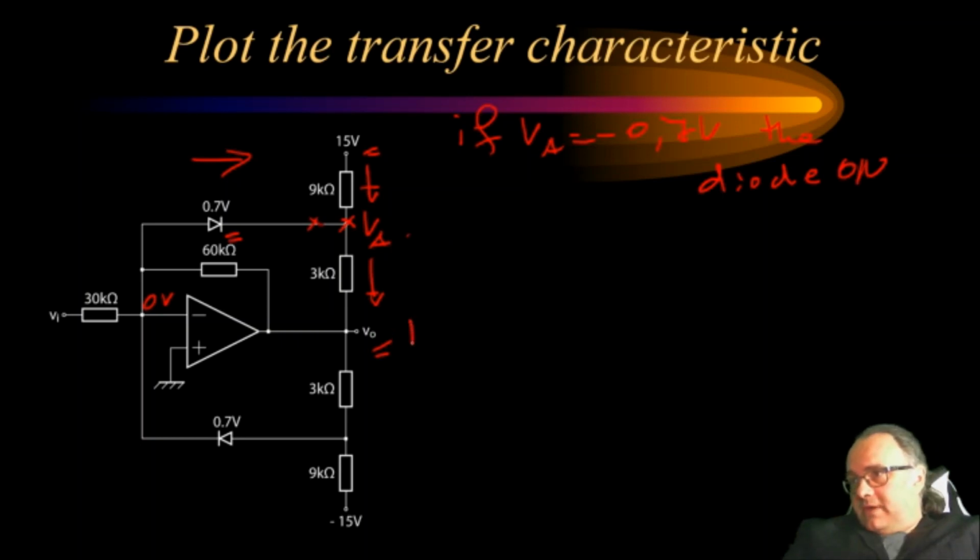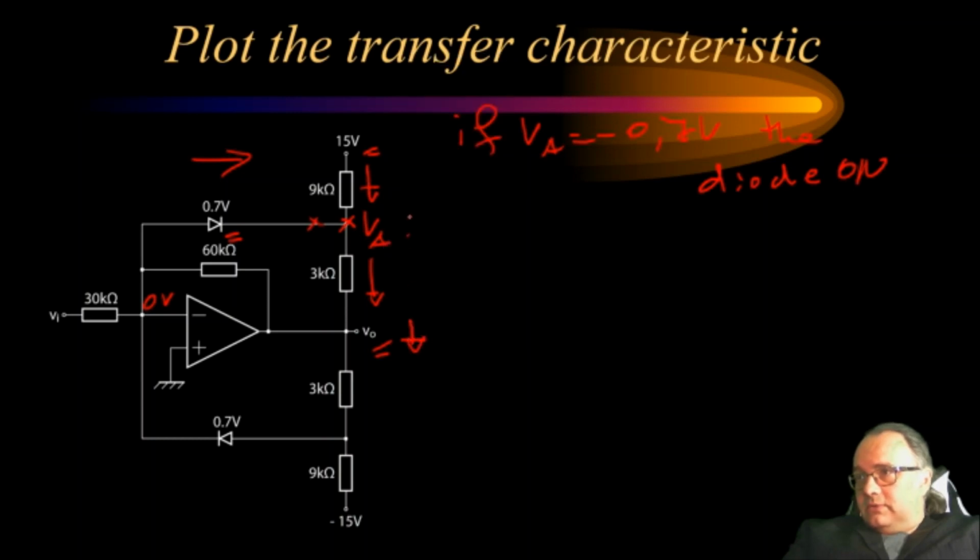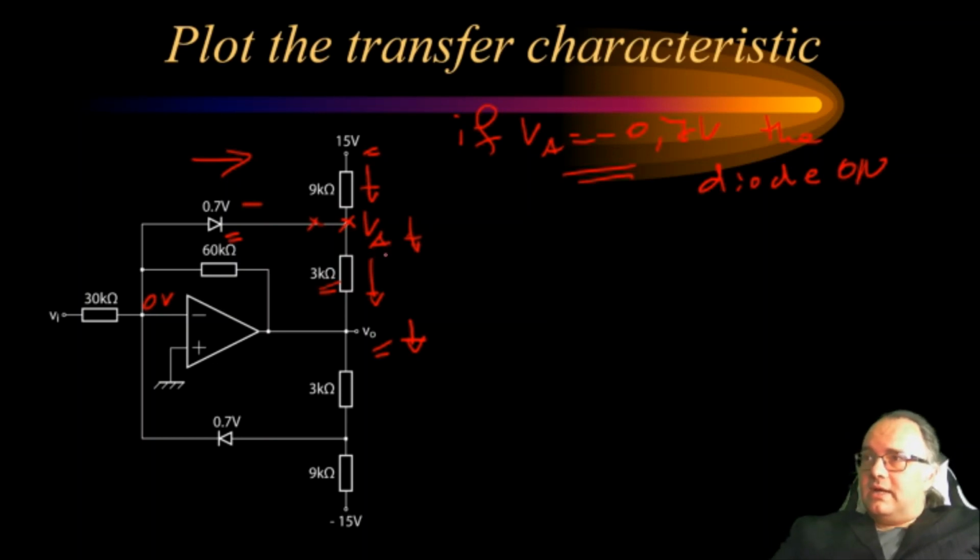Now, if V out reduces, VA will reduce too, yeah, with a certain portion. So this will become negative. If it becomes sufficiently negative, this diode will turn on, will connect this 3 kilo ohm in parallel with 60 kilo ohm, and the gain of the amplifier will reduce. So let's try now to express VA in terms of V out in order to get the conditions for V out to get VA to minus 0.7.